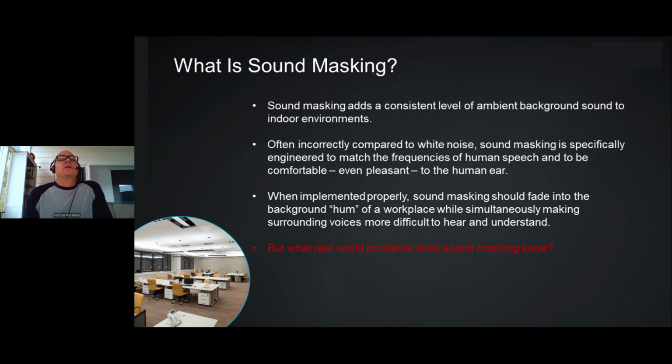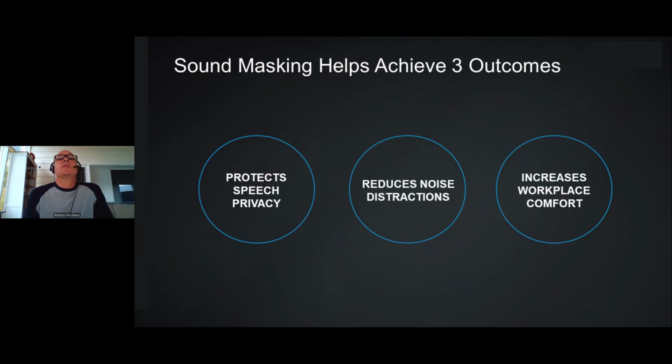Which begs the question, what real-world problems does sound masking solve? I've kind of teased this a little bit, but let's get into it in a little more depth. Sound masking helps achieve 3 outcomes. It protects speech privacy, reduces noise distractions, and increases workplace comfort.